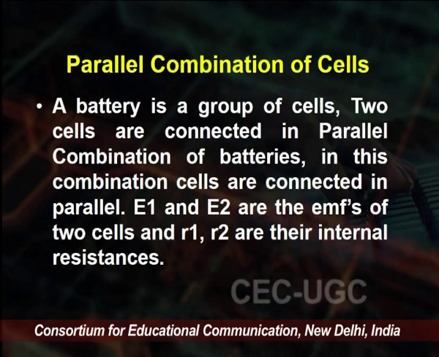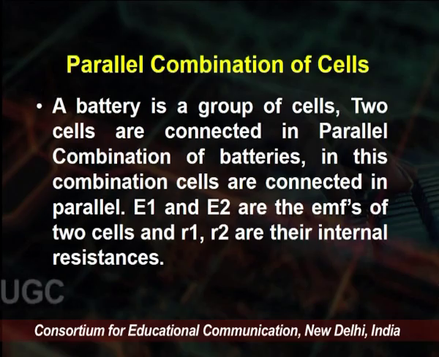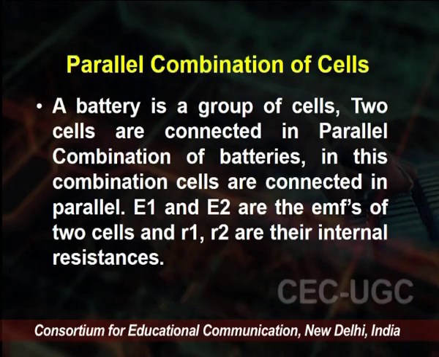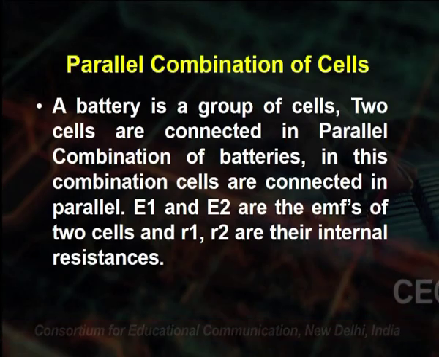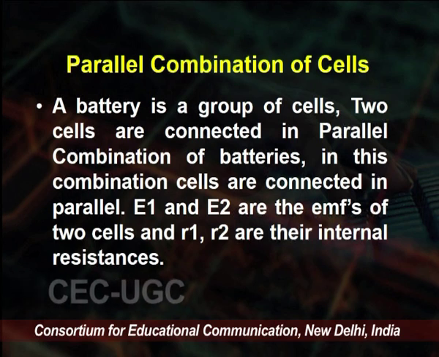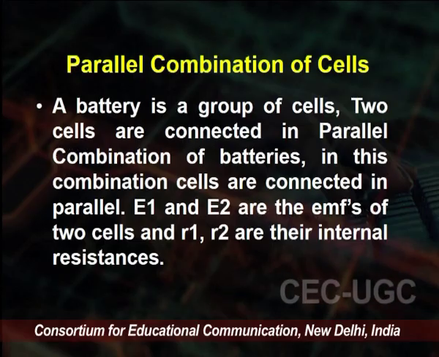Now, the parallel combination of the cells. Another type of combination of the cells is the parallel combination. A battery is a group of cells. The two cells are connected in the parallel combination of the batteries. In this combination, cells are connected in parallel. E1 and E2, again the EMF of the two cells, moreover R1 and R2, their internal resistance.